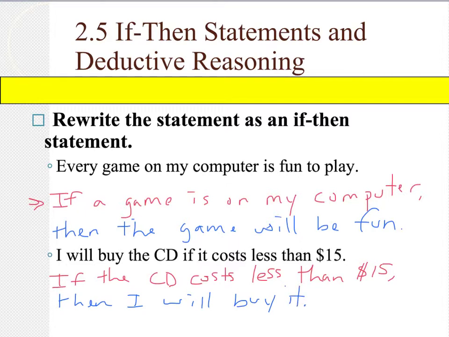Okay, you can't buy it until you know what the price is. So that price has to be first. If the CD costs less, then I will buy it. Or sorry, if the CD costs less than $15, then I will buy it. So that tells me there's an if this is possible, if that is true, then I will do this. If the first section is true, then you will do the second section. All right, excellent.